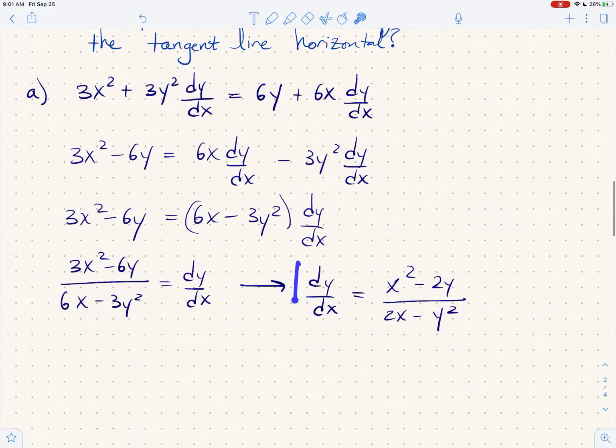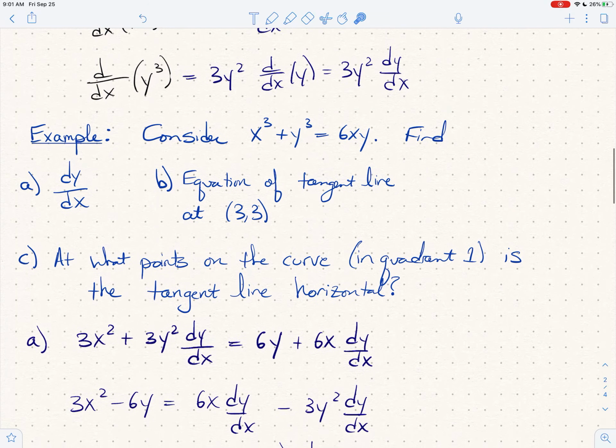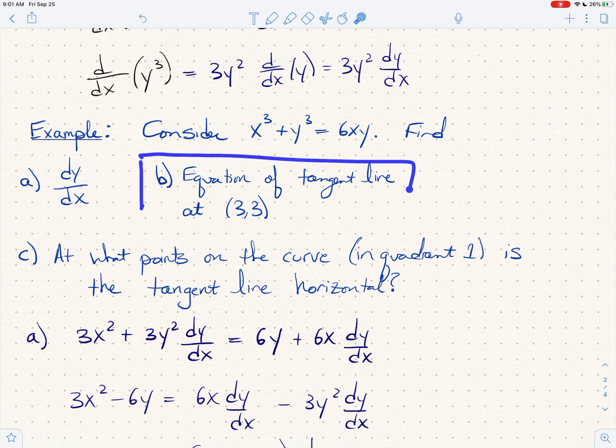So it would not give you anything meaningful here, even though you can plug it in. So we are interested in part B, the equation of the tangent line at the point 3, 3. Let's check in our heads. If I plug in x equals 3, y equals 3, I get 27 and 27, which is 54, and then here I get 9 times 6 is 54. So I'm good to go.